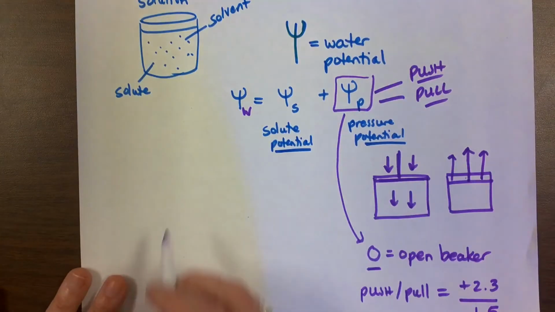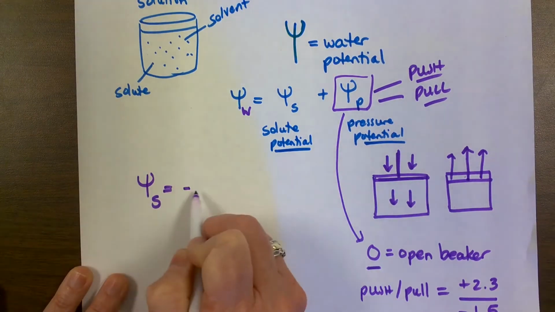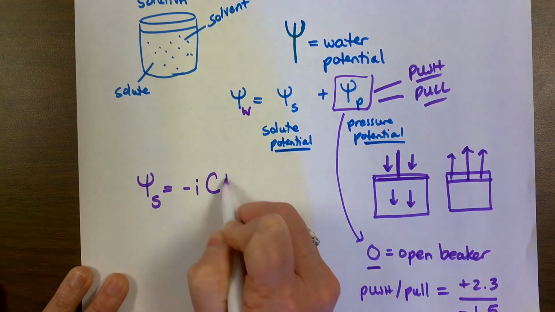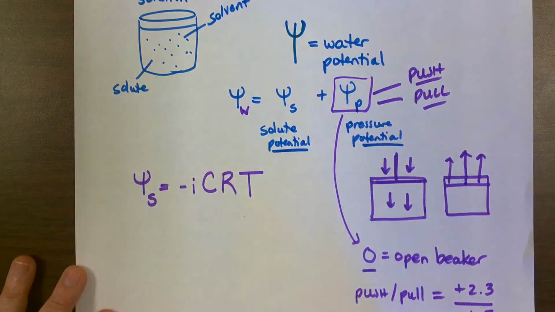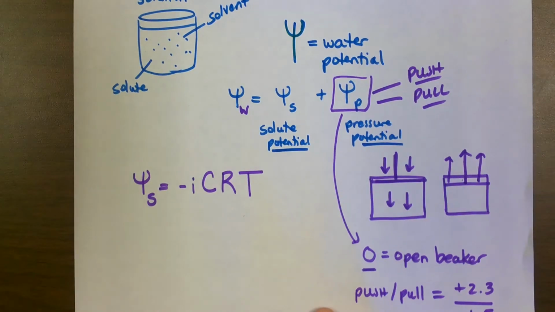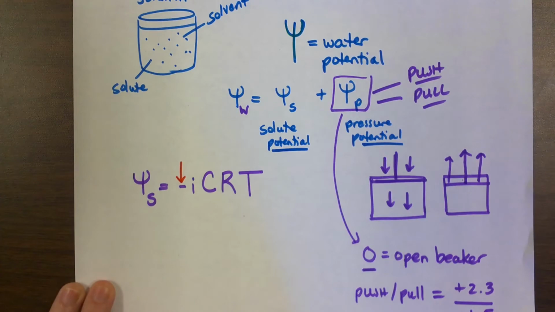Okay, so solute potential has its own formula, and it's negative iCRT. And all of these things stand for something different. So you need to write these down. You will always be given the formula. You just need to know how the heck to plug things in and what to do. All right, so you should have had time to write down that formula. So the solute concentration, that negative is very important. Don't forget that, okay? So negative in front.